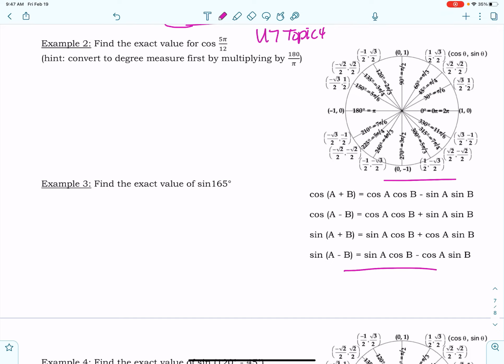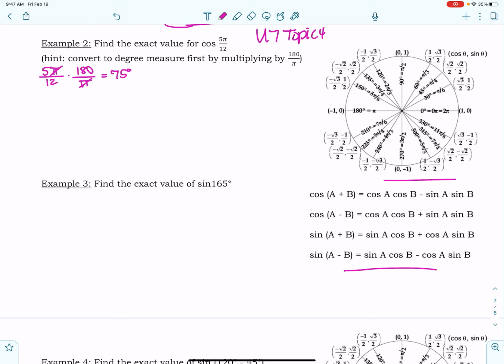Okay, this will be so much easier if you just convert anything you have in radians to degrees. So that's the first thing we're going to do. If you'll remember from a couple of units ago, all I have to do is multiply this by 180 over pi. I cancel that, multiply 5 by 180, divide by 12. So I end up with 75 degrees.